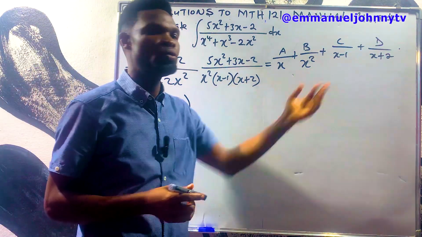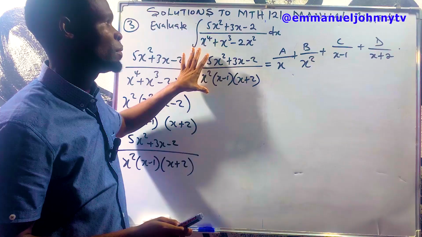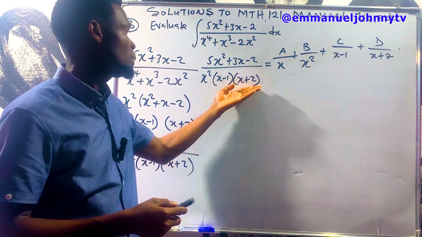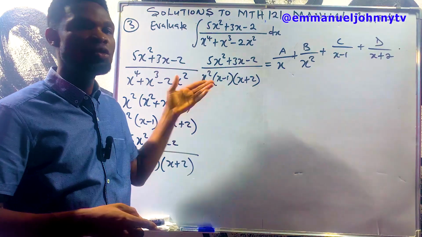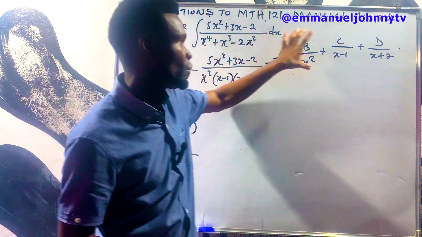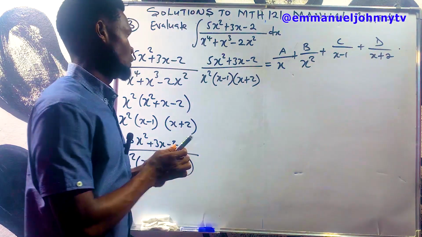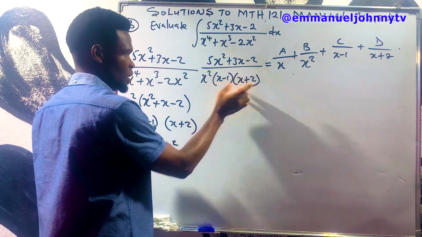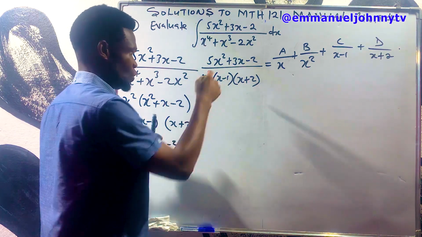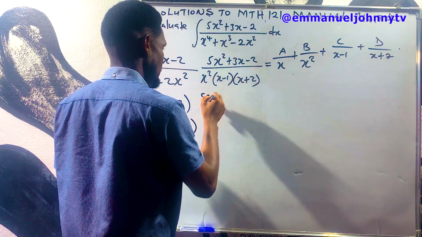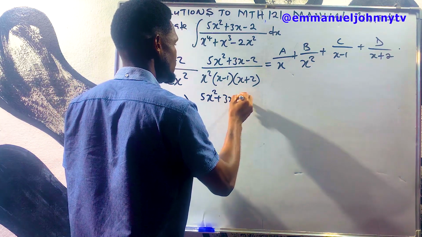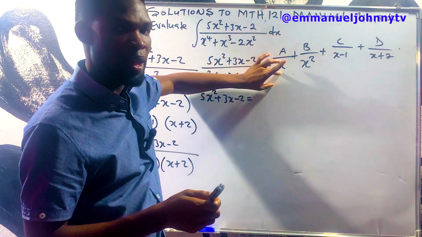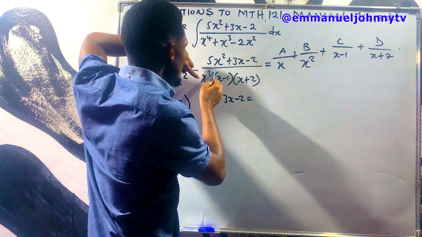The next thing you do is to clear the fraction by using the LCM. This is the LCM. So you use this LCM to multiply each of the terms in this equation. So if I multiply this by this same thing, you know that everything will cancel out. So you'll be left with 5x squared plus 3x minus 2 equals, if you use the whole of this to multiply a over x, you know that x will cancel 1x.